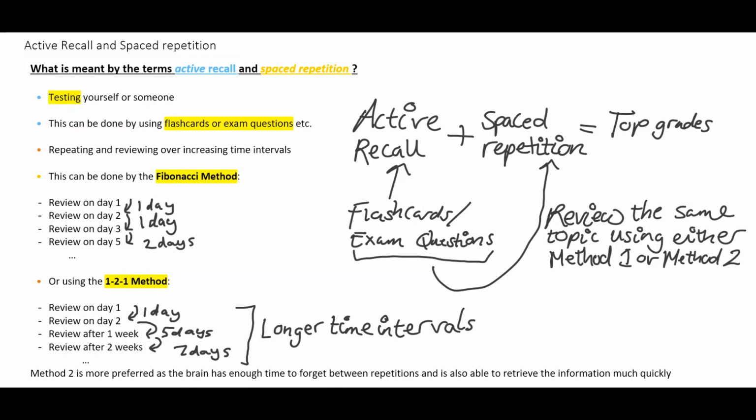So as you can see, the repetition gaps are 1 day, 1 day, and 2 days. So 1 day between day 1 and day 2, 1 day between day 2 and day 3, and 2 days between day 3 and day 5. So let me repeat that again. Between day 1 and day 2, you've got a gap of 1 day. You review between day 2 and day 3, you've got a gap of 1 day, and you review between day 3 and day 5, you've got a gap of 2 days. So that's probably much more clear.